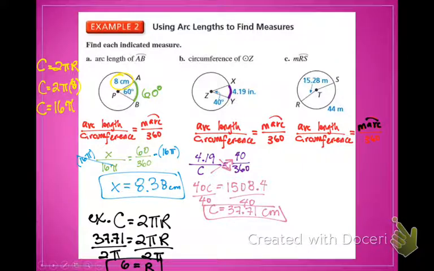All right, so what is the arc length here? Where's the only length? I see 2 lengths. 15.28 is not this length. What is 15.28? The radius. So it's not the one we're looking for. 44 is the length from R to S. So 44 is what we're going to use.